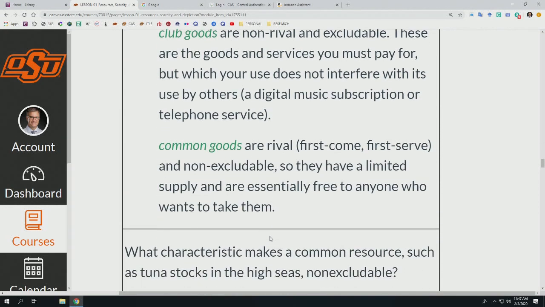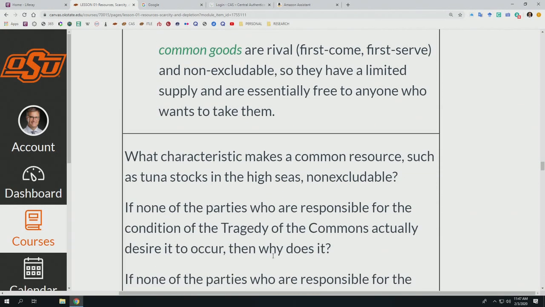And then finally, we've got the old common goods. This is the one we're trying to get at, the one that we're really concerned about in this class. Common goods are both rival and non-excludable. They're first come, first served. And they're also of a limited supply and are essentially free to anybody who wants to take them, okay?